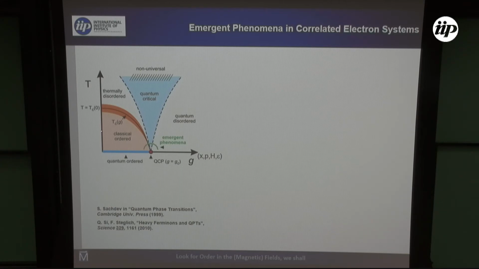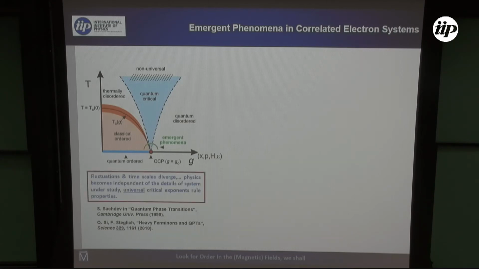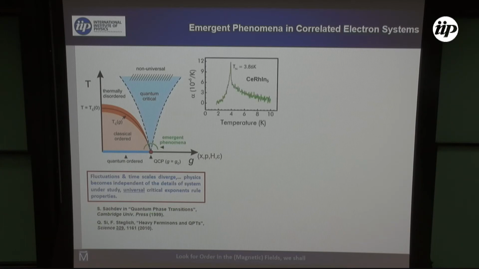And this happens in CeRhIn5. Fluctuations and time scales diverge at the quantum critical point. Physics becomes independent of the details of the system under study, and then universal critical exponents rule the properties. So this is an excellent testing ground for the study of properties, both from an experimental and a theoretical point of view. There are great reviews on this topic by Subir Sachdev and Jimmy Alcy in the literature.